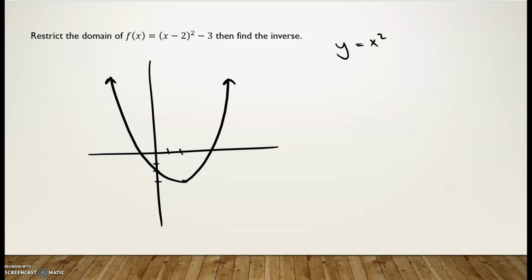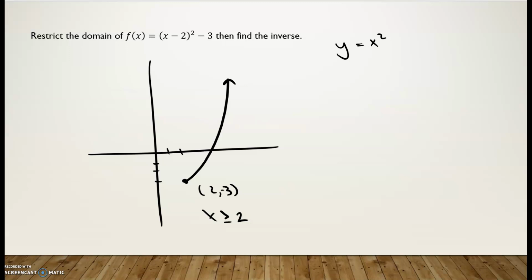Now we know that this is not a one-to-one function because it does not pass the horizontal line test. It crosses more than once. Okay, but we can restrict the domain. Now we know that right here, this is the point (2, negative 3). Now if I restrict it to where x is greater than or equal to 2, then that gets rid of this little piece right here, and now it is a one-to-one function because it passes the horizontal line test.